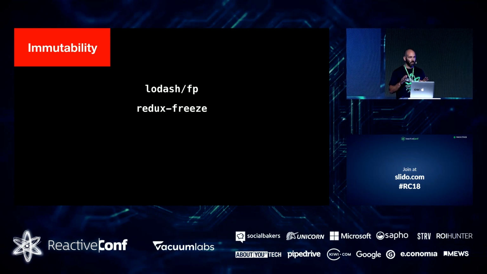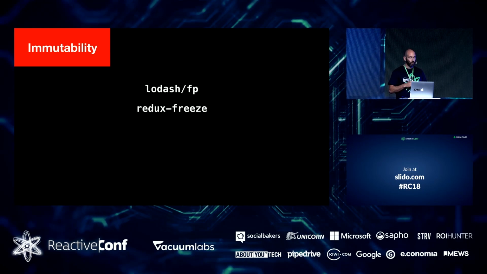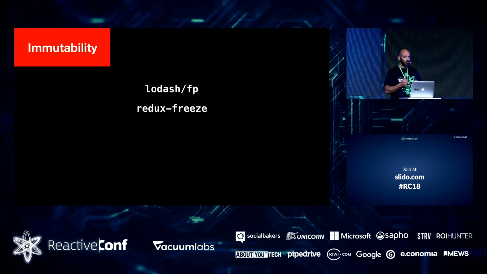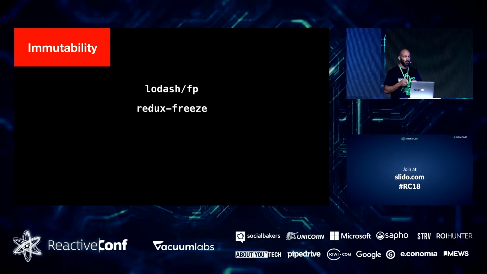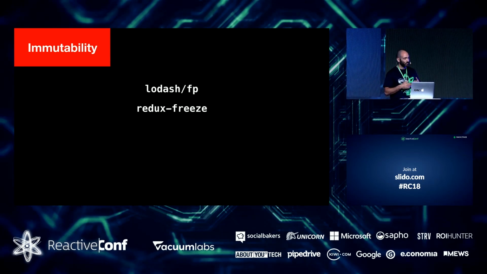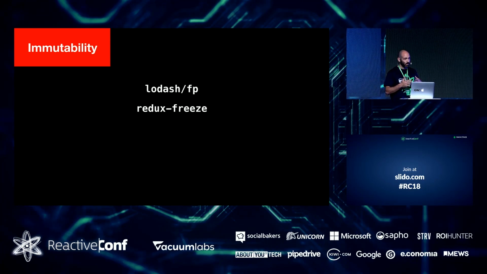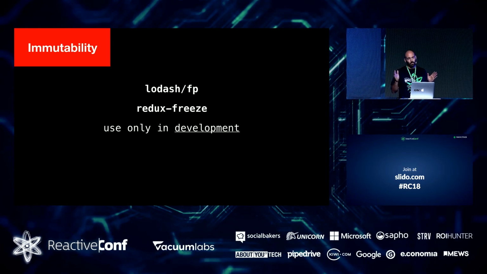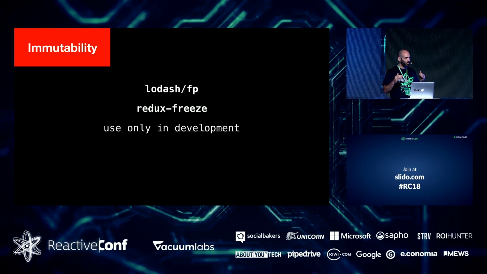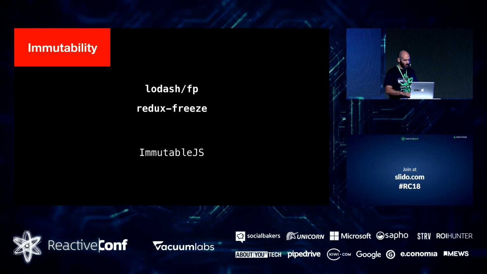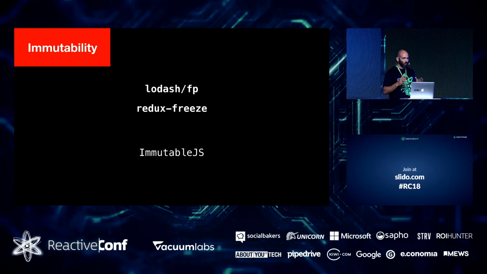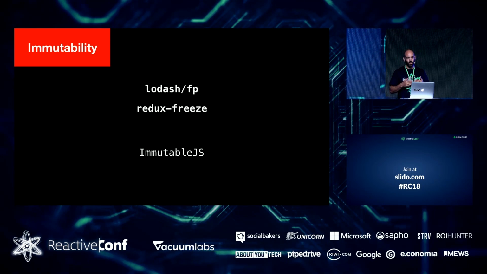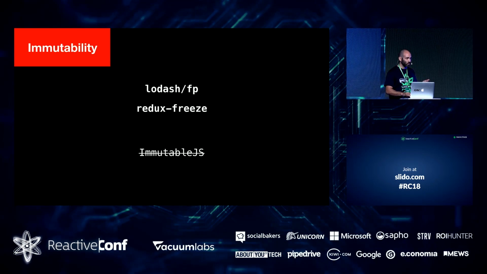To make sure that the state never gets mutated, we use Redux freeze, which is a library that deep freezes your state after every action, which means that if someone tries to mutate the state by accident, they will get an exception. We use it only in development, which means we don't get any performance penalties in production. And a great advantage of this approach is that we're using plain objects, which means it's very easy to serialize and integrate with other tools. And that's the reason we don't use Immutable.js.